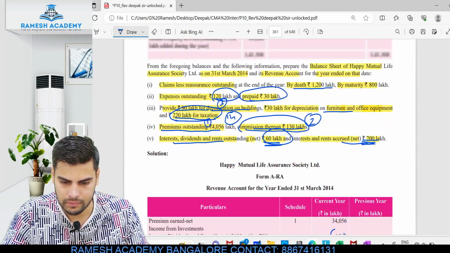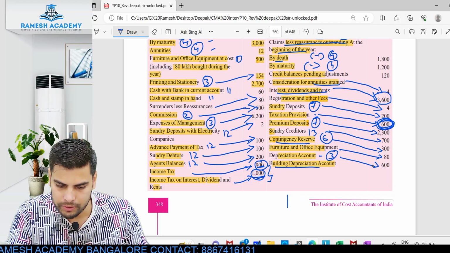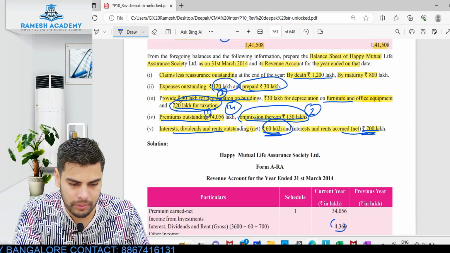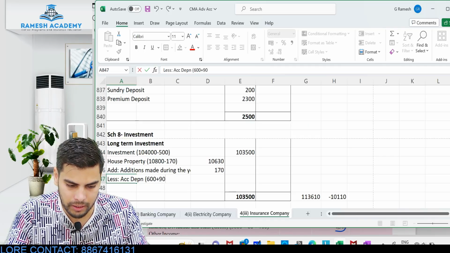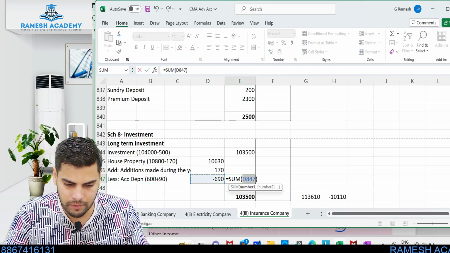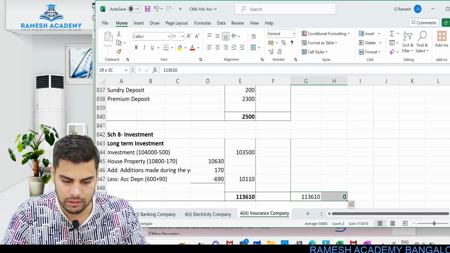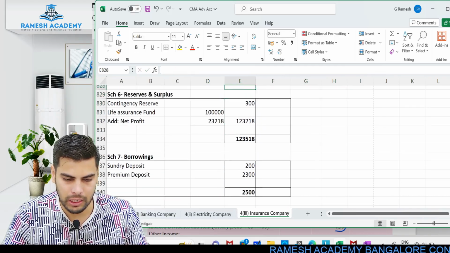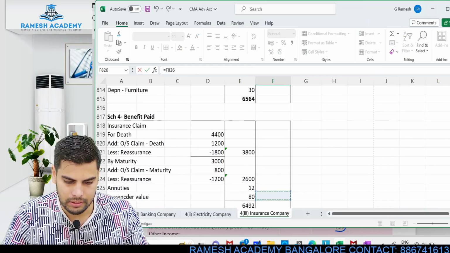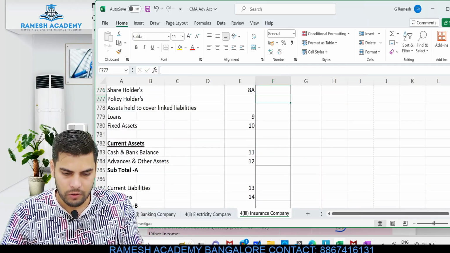Look at this. So in your question, if you guys see 600 rupees, where is it? Yeah. So depreciation account, the balance is 600 rupees, and then for the current year they are asking us to charge depreciation on building to the extent of 90. So total accumulated balance would be how much? This would be 690. So if you are charging this particular depreciation, the value of your house property will be how much? So 10,110. Okay, so 1,13,610 would be the value of your investment. So investment, schedule number 8, I'll just write it as this value, 1,13,610. This is the value of your investment.